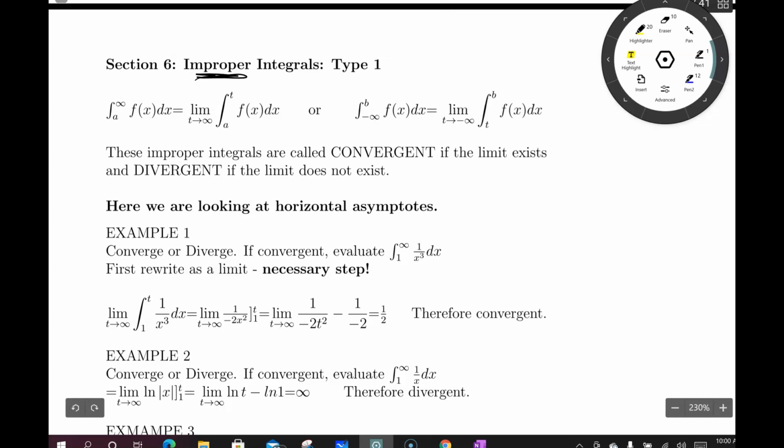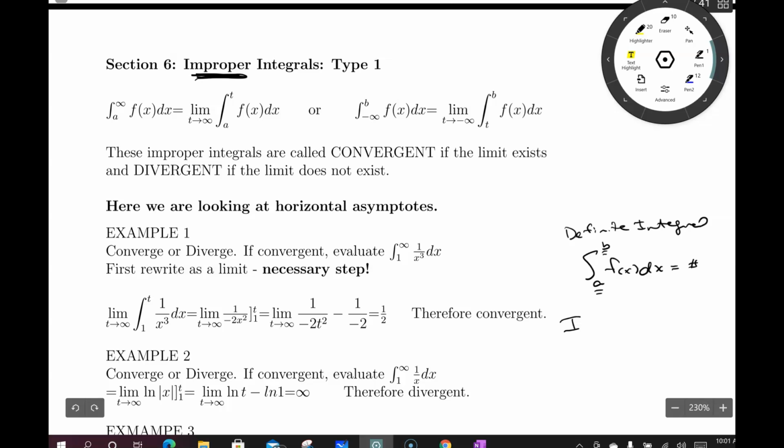Moving on to what we call improper integrals. Okay, so let's go over some terminology. So remember, a definite integral is something from a to b, right? And this is adding up the areas of the rectangles from a to b, and this gives us a number.